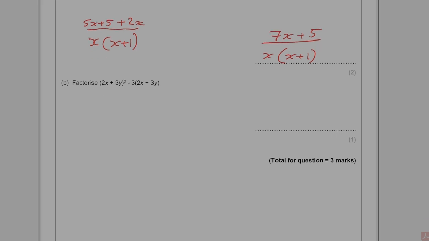Okay, the second part then, factorize (2x plus 3y) squared minus 3 lots of (2x plus 3y). So I'm going to take 2x plus 3y out as a common factor. 2x plus 3y, and then I would need to times that by 2x plus 3y minus 3. And then they would cancel, and that would just leave me with 2x times 2x plus 3y.